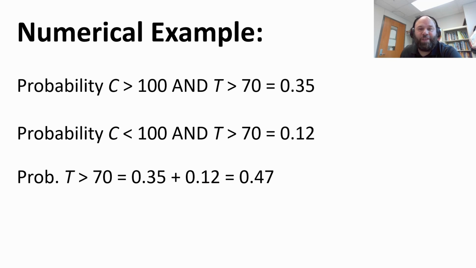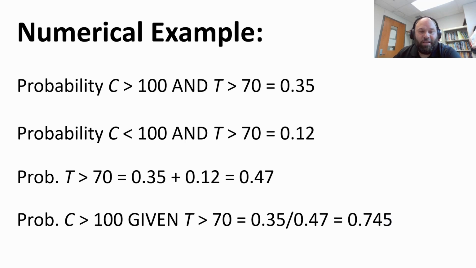So now what we want to know is, if we restrict our universe to the world where we already know that the temperature is bigger than 70 degrees, then this 47% essentially becomes our whole, and we want to know what portion of this whole the 35% is. Well, indeed, that is 35% divided by 47%, which is 74.5%. So this tells us, based on these numbers, that the probability that you'll have more than 100 customers, given that we already know the temperature is over 70 degrees, is 74.5%.